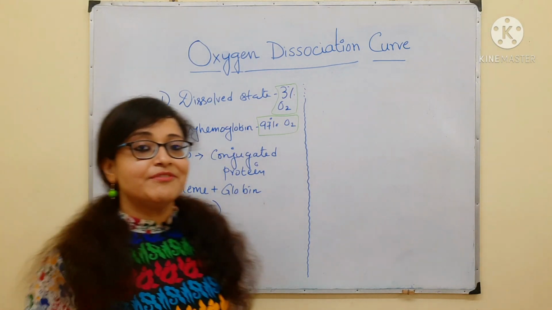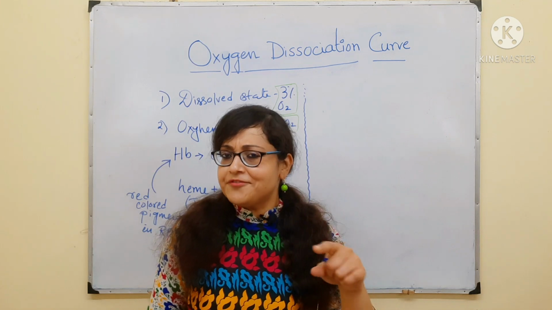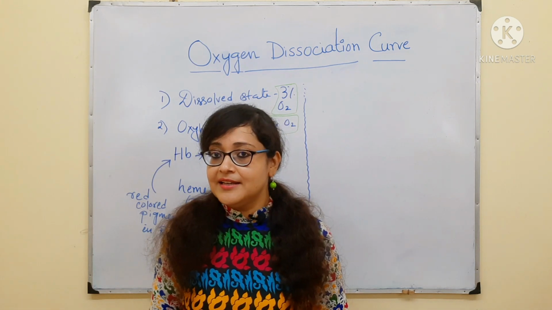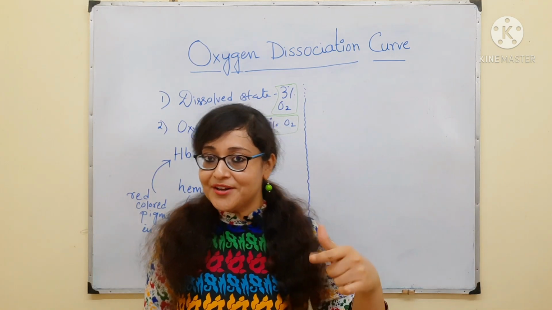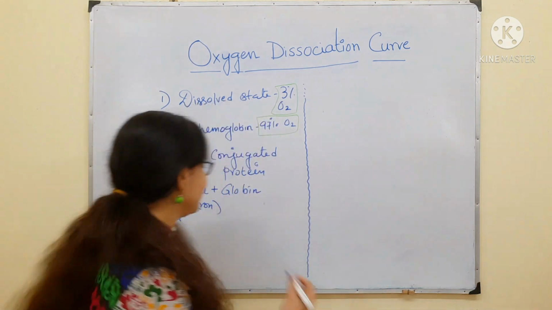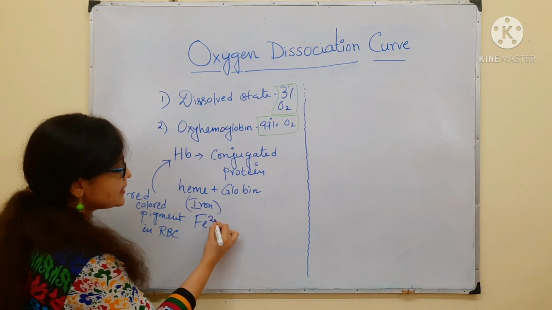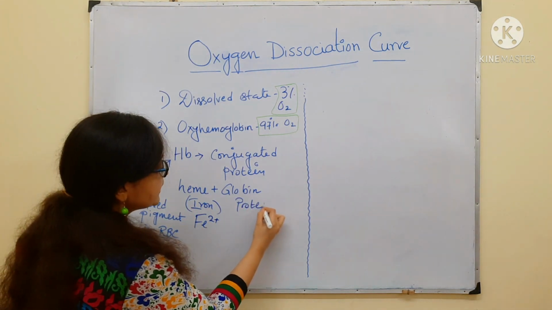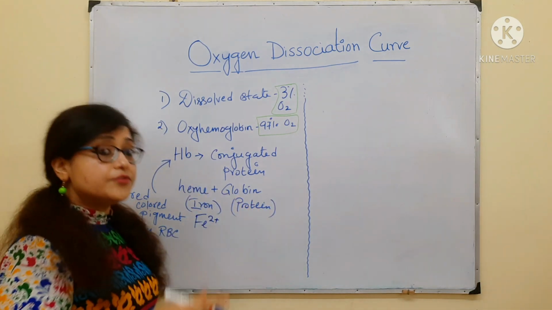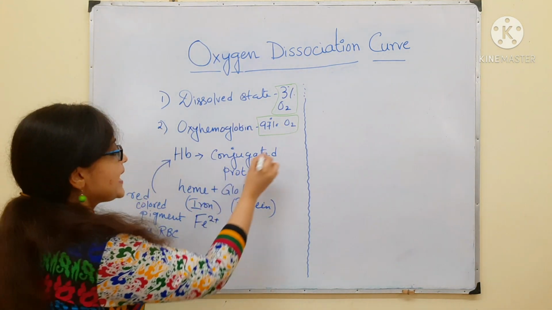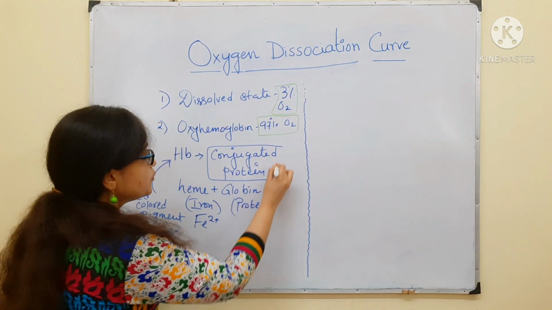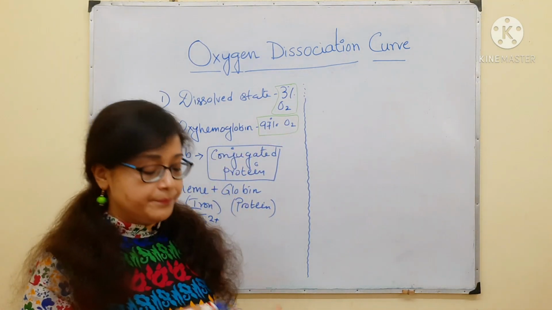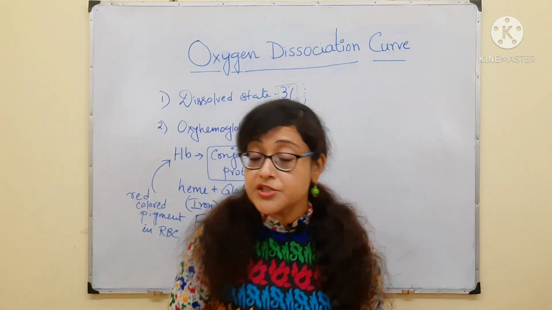And there is a very important question for the NEET exam. If heme contains iron, what is the state of that iron? Is it Fe2+ or Fe3+? The answer is Fe2+. And the globin part is the protein part. That is the reason why we call hemoglobin a conjugated protein, because one non-protein part and one protein part is there.